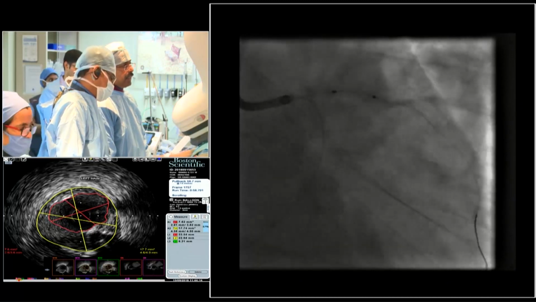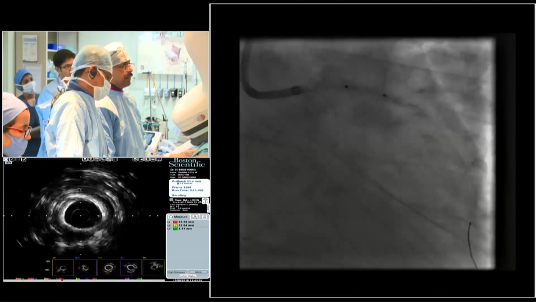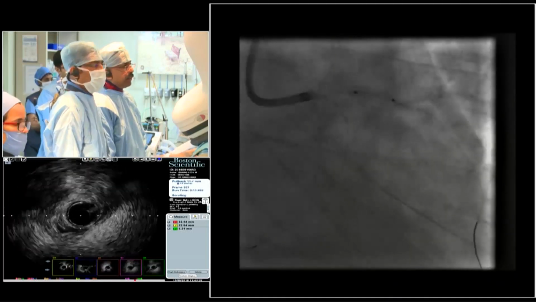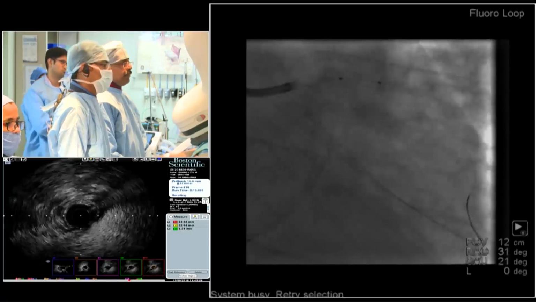So here we're going up with the high balloon. I'm at 30 atmospheres here, because the lumen is good. It's not as if nothing would pass. Everything passes. But it's just that at some point we feel it's not open.